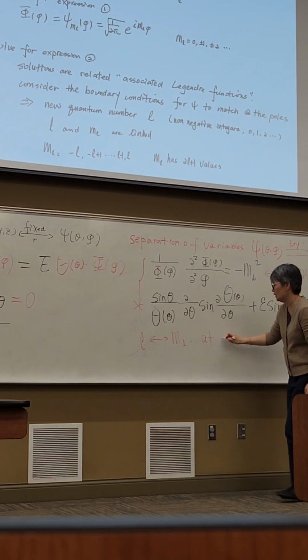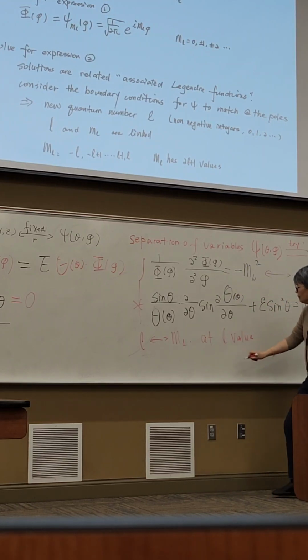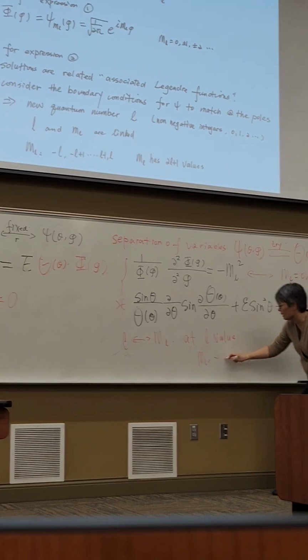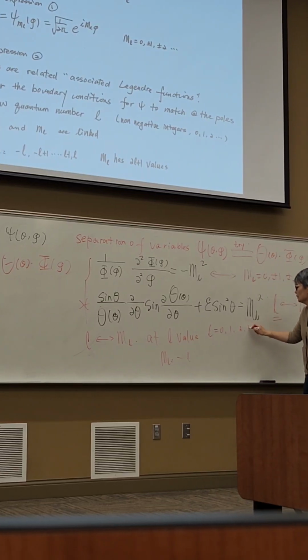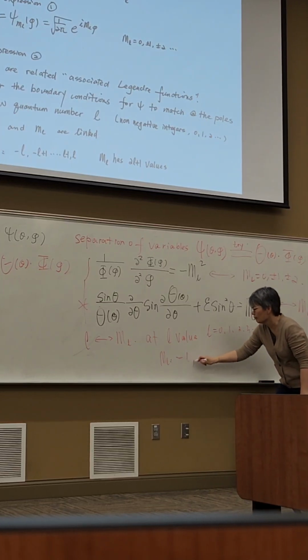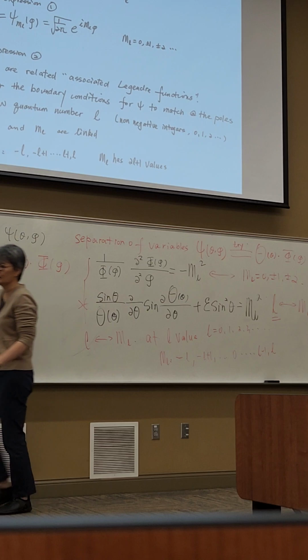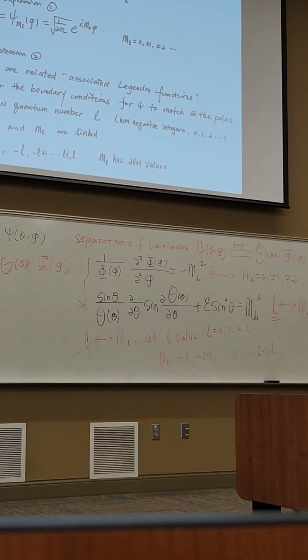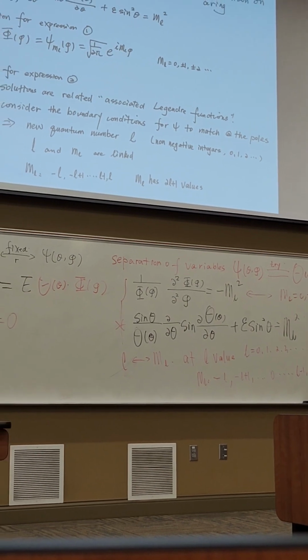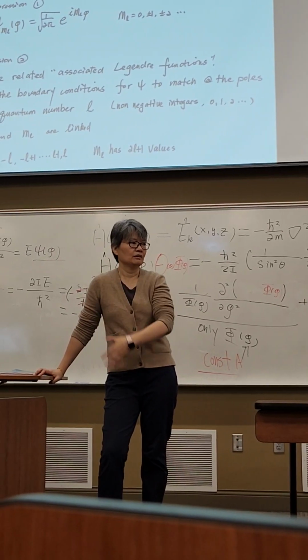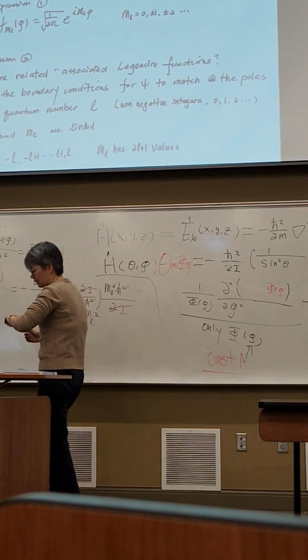All right, at each L value, m_l values are also integers, taking from negative L. Now L equals 0, 1, 2, 3, keep going. From negative L, negative L plus 1, and keep going, then you go all the way, at the end is L minus 1 and L. Let's say if L equals 2, then m_l can take negative 2, negative 1, 0, 1, and 2. Right. Okay.